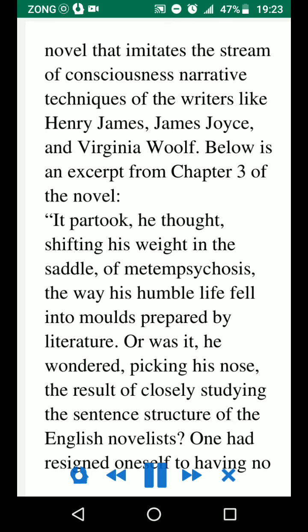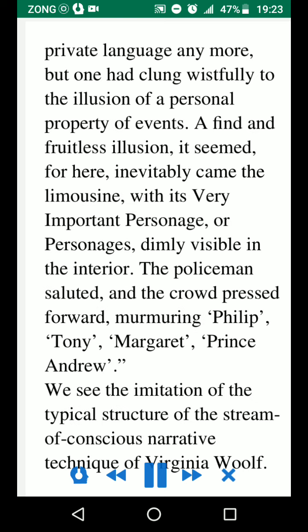It partook, he thought, shifting his weight in the saddle, of metempsychosis, the way his humble life fell into molds prepared by literature. Or was it, he wondered, picking his nose, the result of closely studying the sentence structure of the English novelist? One property of events. A fine and fruitless illusion, it seemed, for here, inevitably came the limousine, with its very important personage, or personages, dimly visible in the interior. The policeman saluted, and the crowd pressed forward, murmuring, Philip, Tony, Margaret, Prince Andrew.